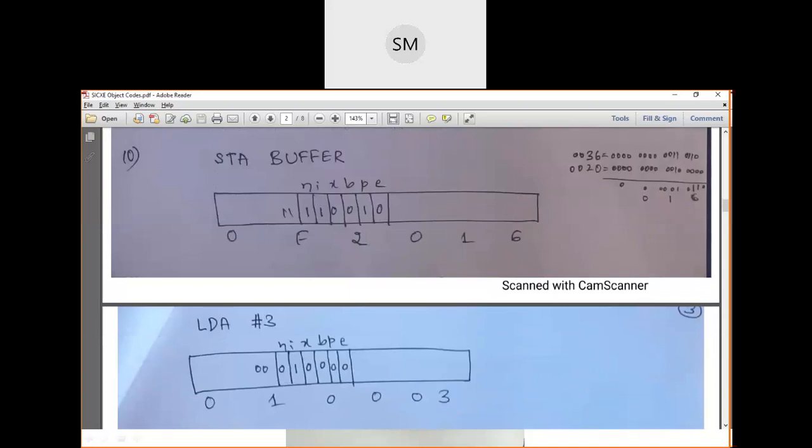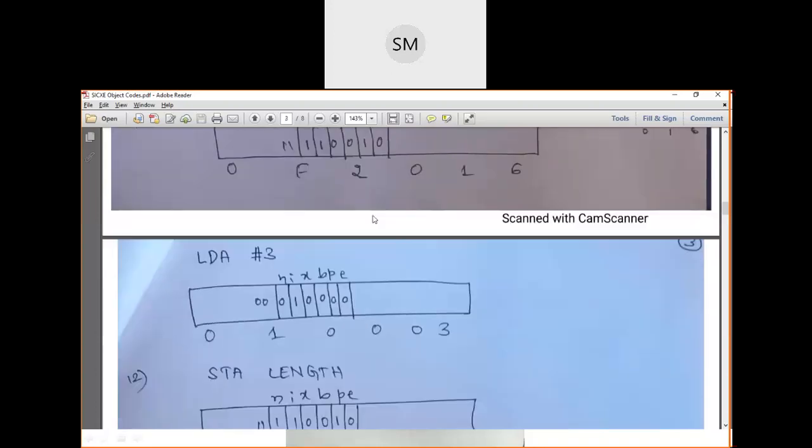Then the next one is STA buffer. Here also you should use the program counter relative addressing mode. The address of buffer is 0036, and the address of the next instruction is 0020. If you subtract it, you will get 016. Okay, N is 1, I is 1, B is 0, P is 1, E is 0.